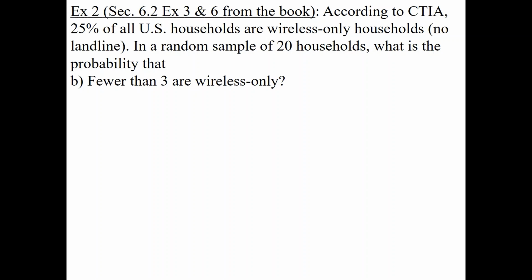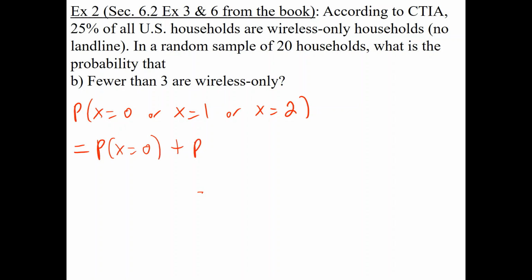So to do this one, the notation for the question is the probability that x equals 0, or x equals 1, or x equals 2. Then because it's an OR, and I told you before for random variables and ORs, they're disjoint events. That means you can find the probability of each one separately and add them. So this is the probability of x equals 0, which is the probability of getting no wireless households, plus the probability of getting exactly 1 wireless household, plus the probability of getting exactly 2 wireless households.